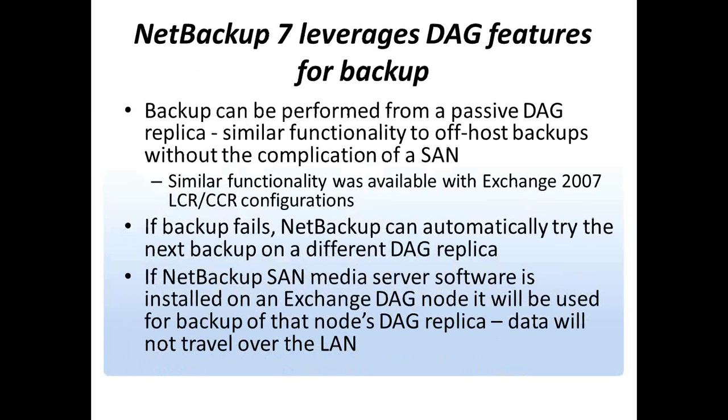And backing up a DAG database from a passive replica rather than an active copy effectively provides a quasi-off-host backup, if you will. The active Exchange database is not touched during the backup unless it's absolutely necessary, so there's no impact at all on production. And this helps ensure stability within the environment. So because there may be, again, several DAG replicas of a single database, the backup may come from any one of several different locations. If one is unavailable for any reason, NetBackup will automatically retry the backup using a different replica.